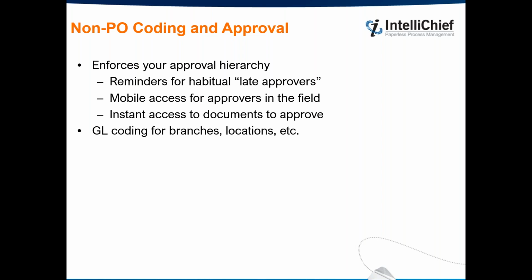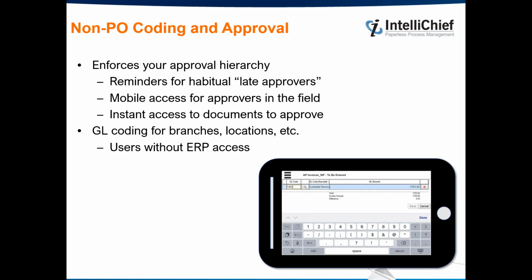And GL coding, for those that might have to do that out at the branch level or the department level or various locations, they can do that as well. And none of these users, by the way, have to have JD Edwards access, right? Because this is all within IntelliChief workflow. So you don't have to have access to JD Edwards in order to approve an invoice. You can do it directly from IntelliChief.